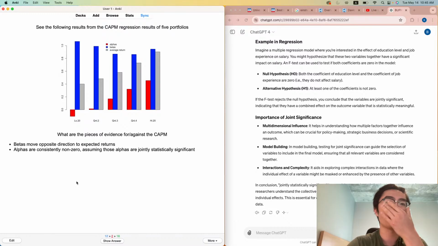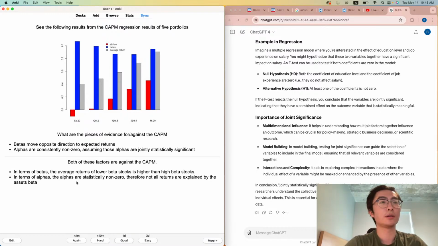Okay. So see the following results from the CAPM regression. I think we saw this before, but this is actually both against the CAPM. Betas move in opposite directions, so they should be moving the same direction. And alphas should be consistently 0.